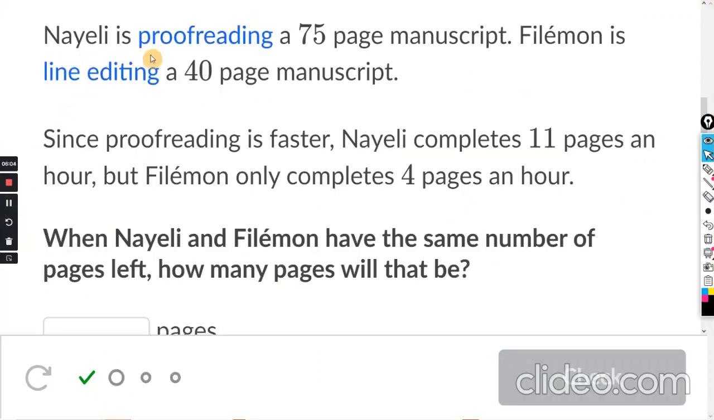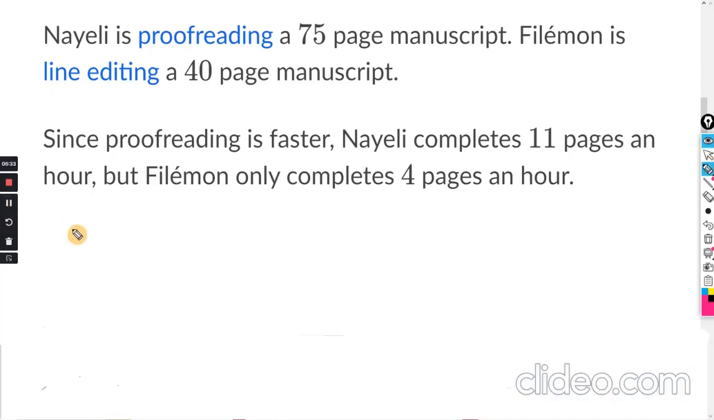Okay, Nayeli is proofreading a 75-page manuscript. Filman is line editing a 40-page manuscript. Since proofreading is faster, Nayeli completes 11 pages an hour, but Filman only completes 4 an hour. When they have the same number of pages left, how many pages will that be? Okay, first we're going to have to solve for the time and then plug it in.